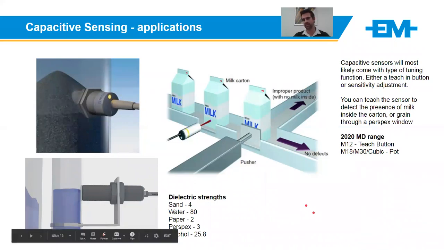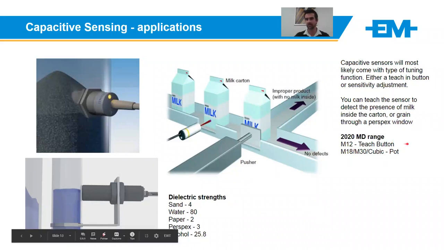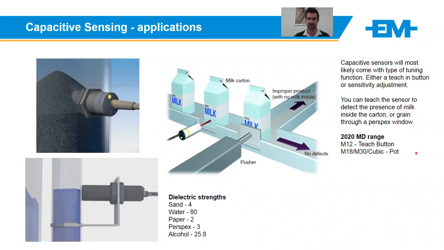All the capacitive proximities have a certain teach or an adjustment pot. The M12s have the teach button, and the M18 and M30 and the cubic type have a potentiometer for sensitivity adjustment.